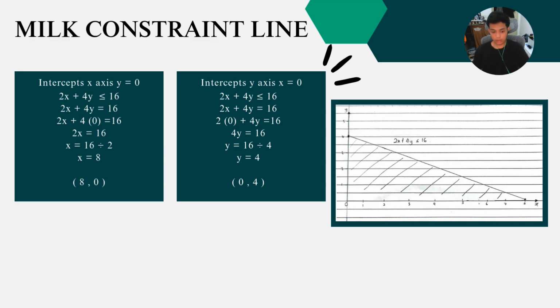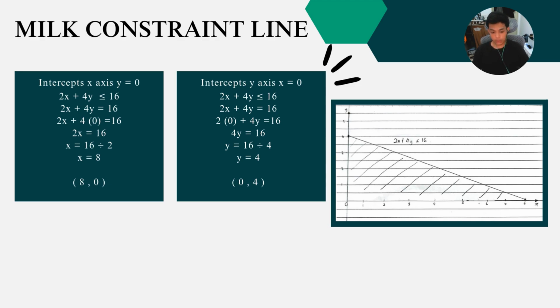On the right box, we solve for the y-intercept by setting x equal to 0. Substitute x equals 0 into the equation. So we get 2 times 0 plus 4y equals 16. Next, 4y equals 16. That means y is 4. So the y-intercept is at (0, 4).